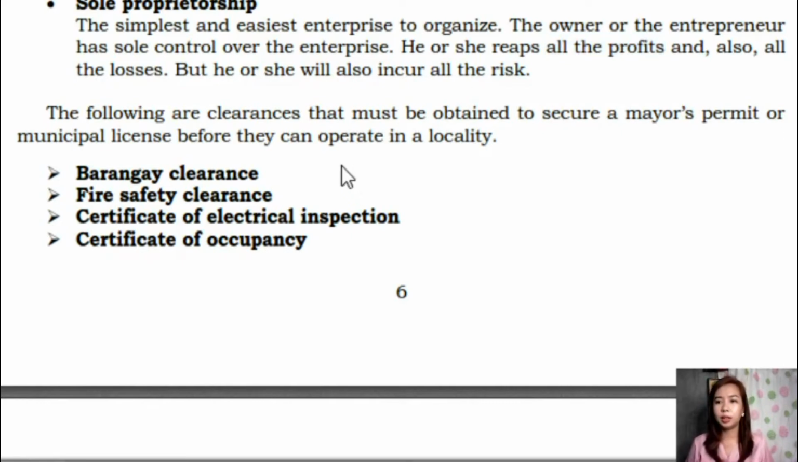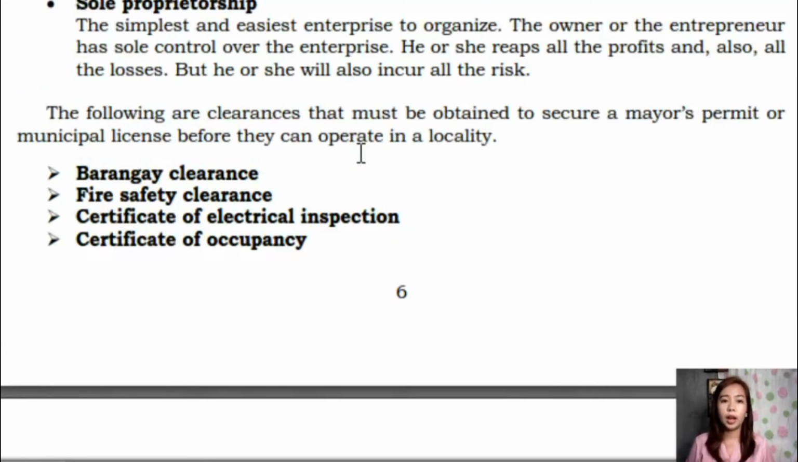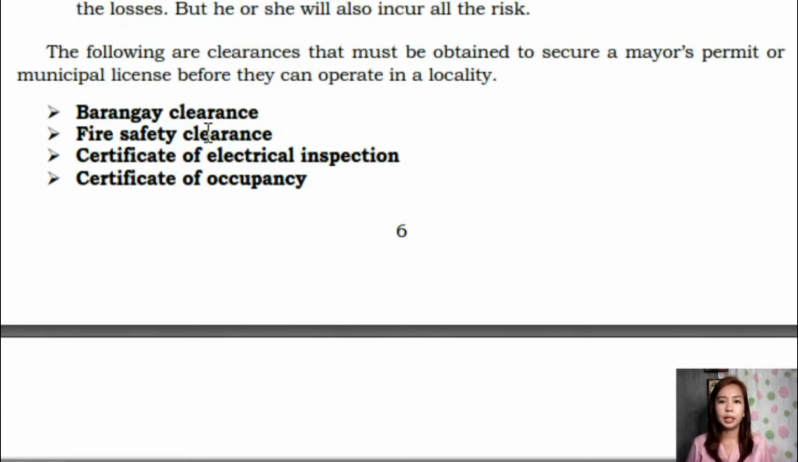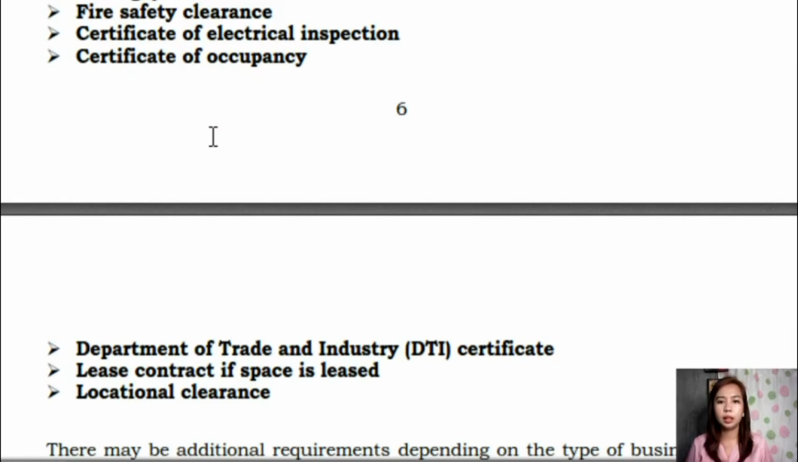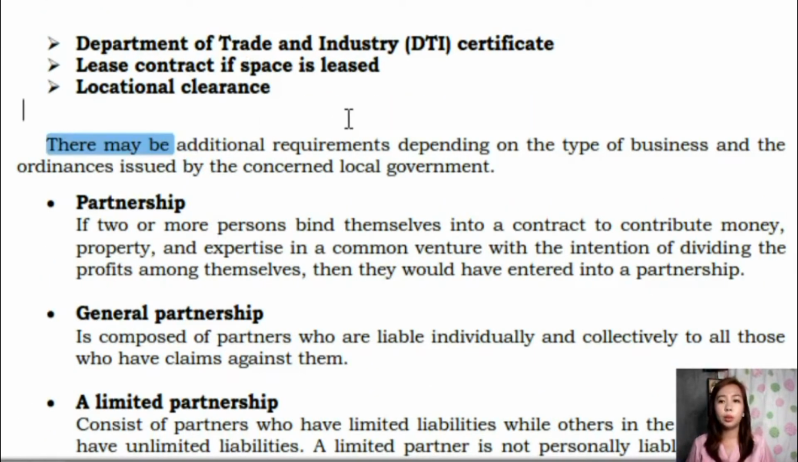Okay, so these are the clearances or licenses na hihingin or hahanapin for sole proprietorship business. Barangay clearance, fire safety, and so on. So, merong maybe additional requirements depending on the type of business.